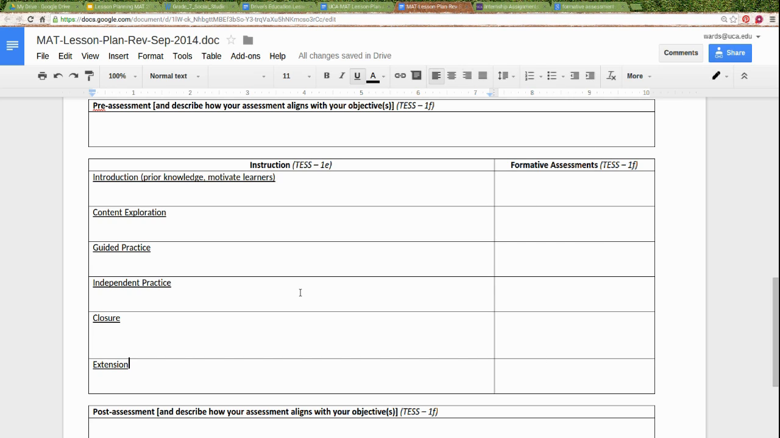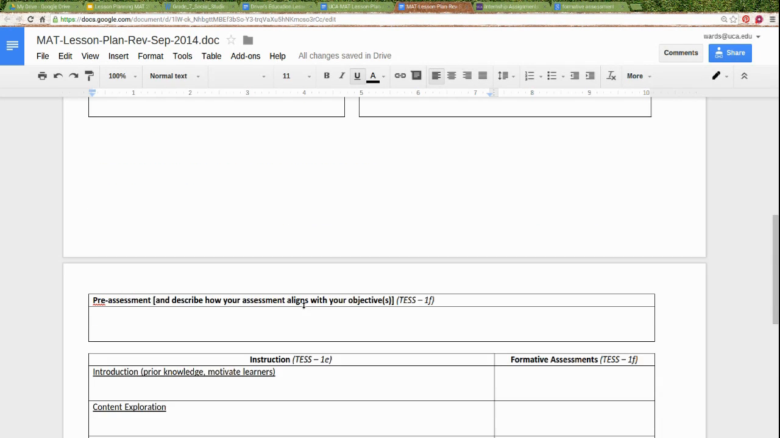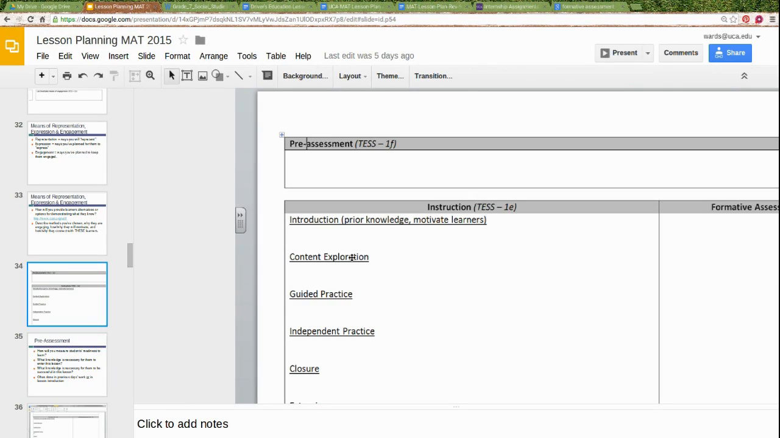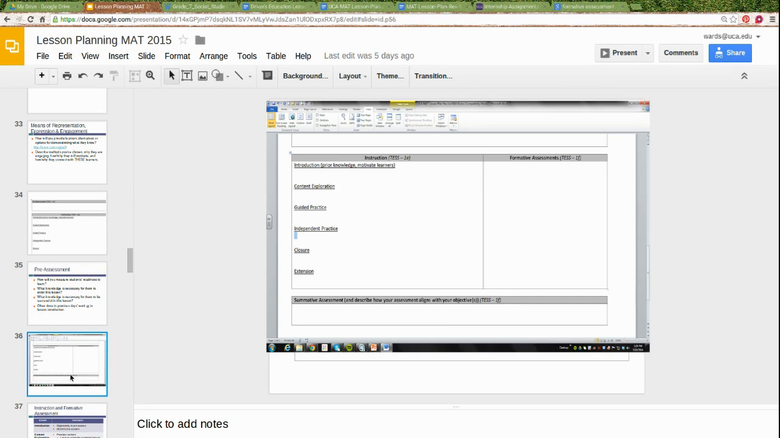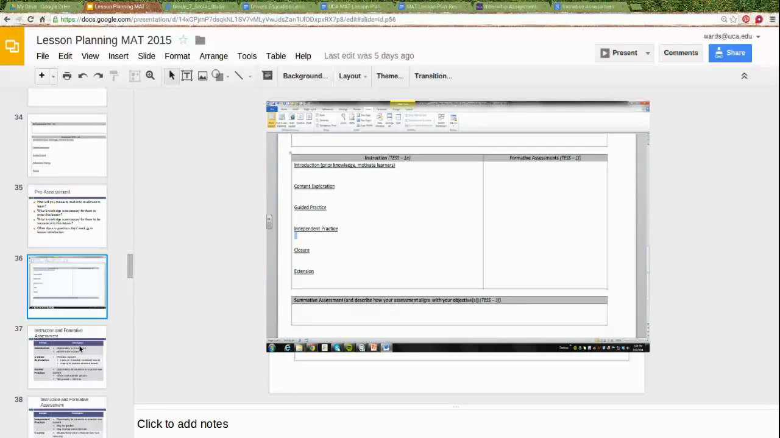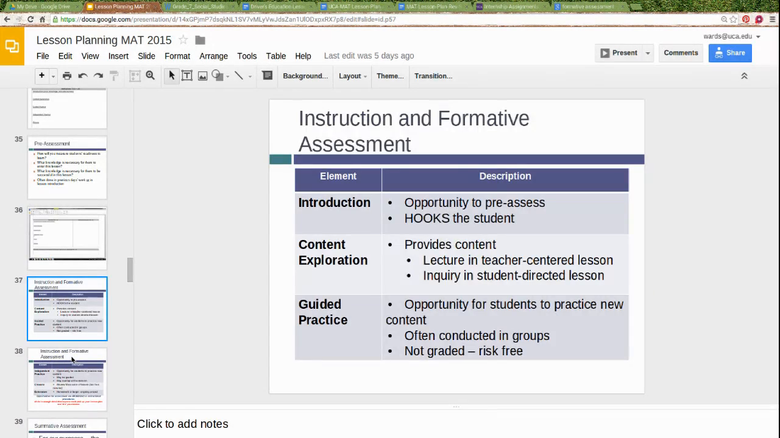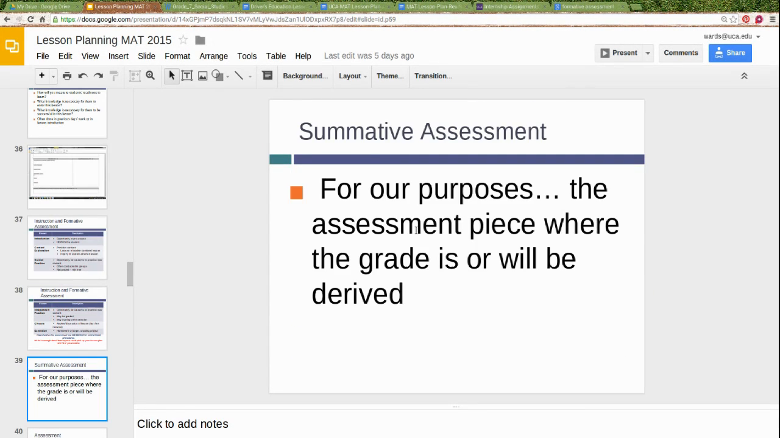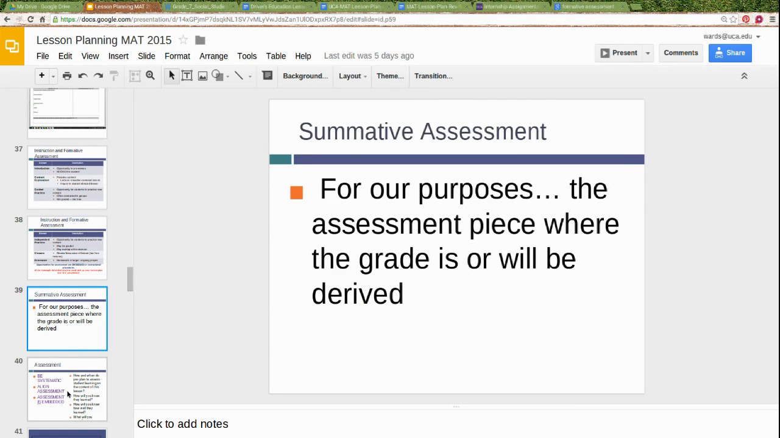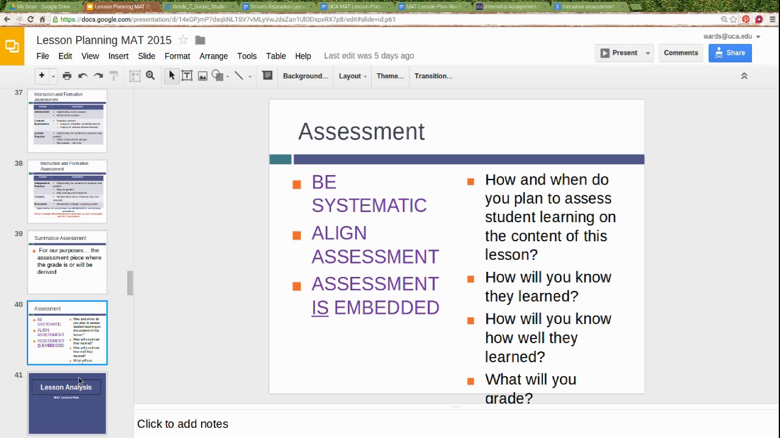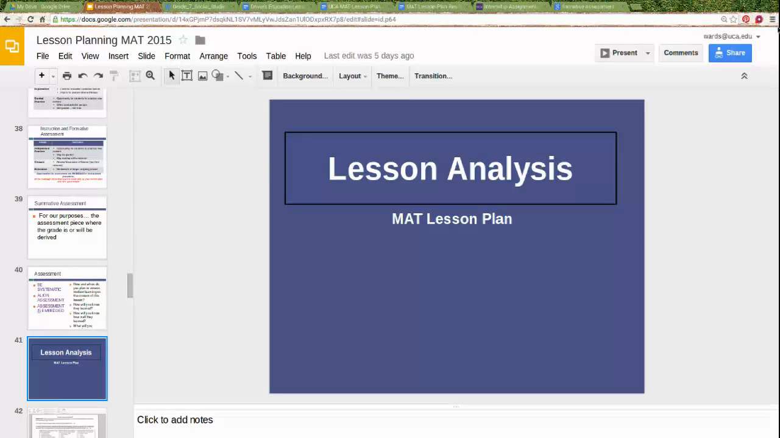So we're done with the lesson plan, and I'm going to go back to the PowerPoint. I've got some slides for you that talk about the pre-assessment and what that means. And then I've got some slides that cover what all those pieces of the assessment that we just talked about mean. Assessment, some tips about that, and we're ready to move on to the lesson analysis.